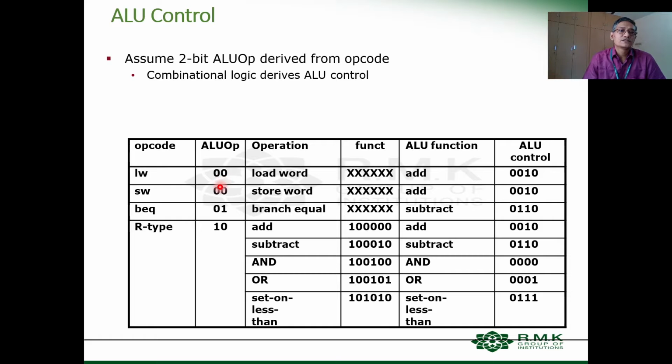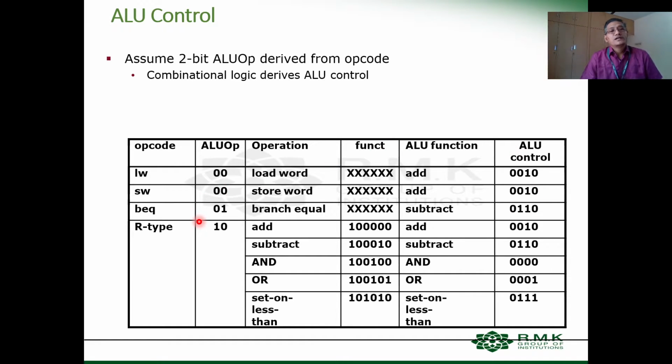If those 2 bits are 00, it is termed load word, and the ALU control is 0010, which is 4 bits. Similarly, for store word also, the ALU operation is 00. If you see both functionalities, we are going to perform addition, and the ALU control is 0010.